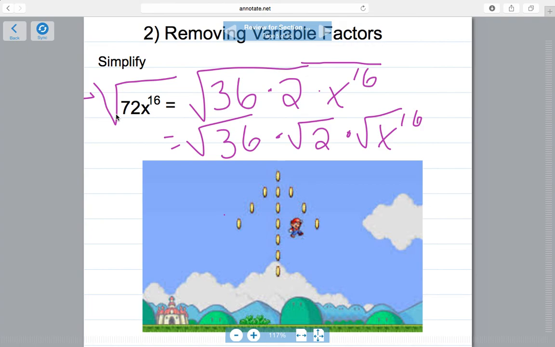Okay, well we know the square root of 36 is 6. The square root of 2, we can't simplify that anymore. And then x to the 16th would become x to the 8th. And that would be our final answer. You usually put everything outside of the square root in the front. So 6x to the 8th times the square root of 2.